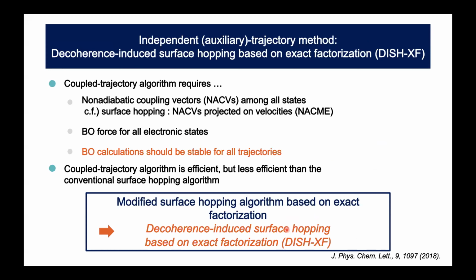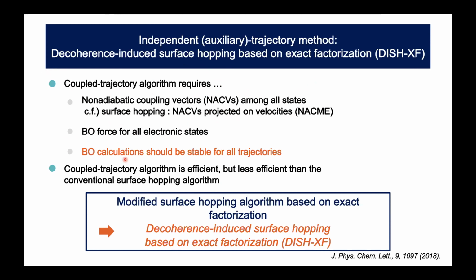And then we tried to develop a more efficient algorithm to handle this decoherence. The previous coupled trajectory algorithm requires the nonadiabatic coupling vectors among all states. However, surface hopping requires the coupling vectors only within the active space. And we don't need to calculate the vectors. We just need the coupling matrix element. And also we have to calculate the Born-Oppenheimer forces, which is the gradient of all Born-Oppenheimer states, which is time consuming.